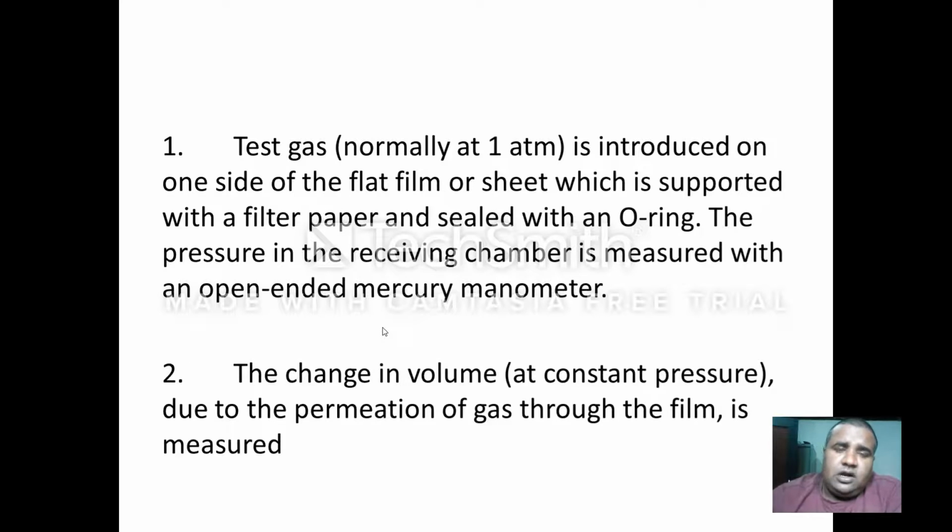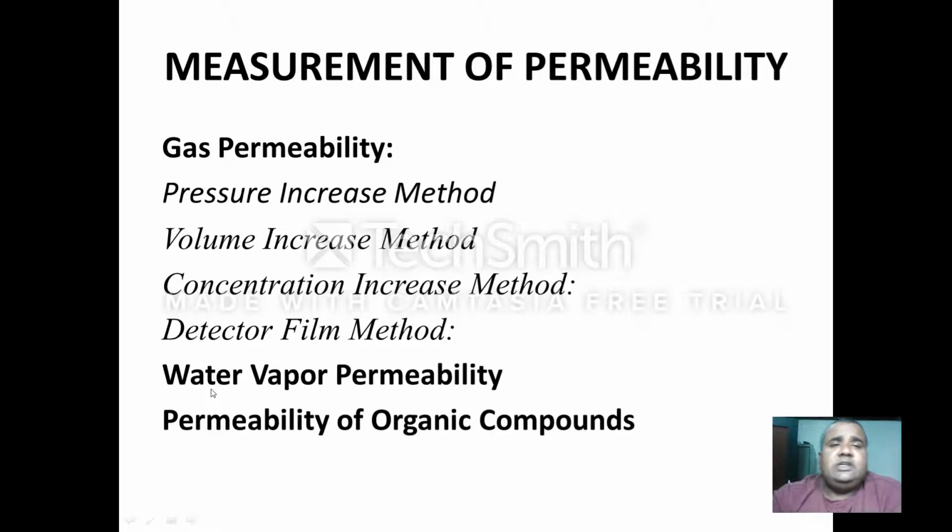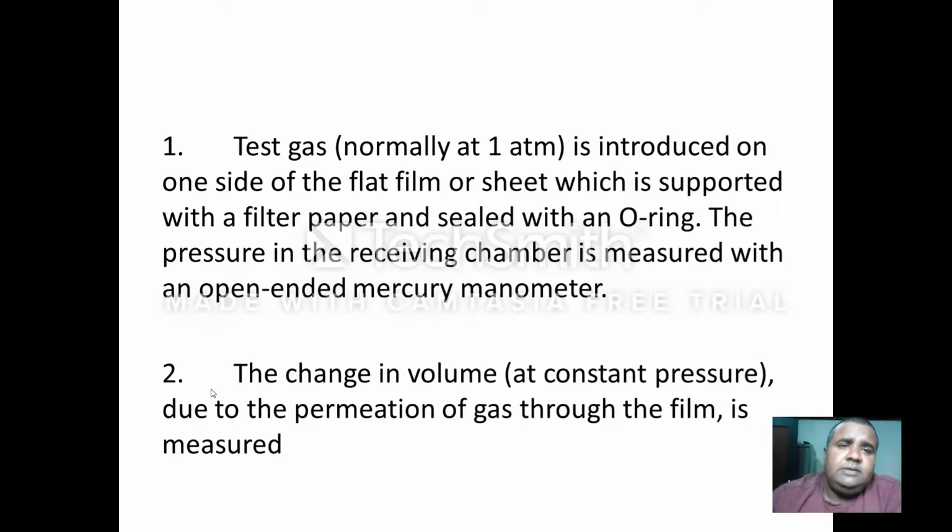Okay. So how to determine it by the pressure increase method? It is a very simple method in which we take a specimen. Here something is written, test gas. For example, we wish to determine the permeability of oxygen, so that will be termed as the test gas. It is introduced at a pressure of 1 atmosphere on one side of the flat film or sheet, which is supported with a filter paper and sealed with an O-ring, just to provide the support, because the pressure outside is high. The pressure in the receiving chamber is measured with an open-ended mercury manometer.